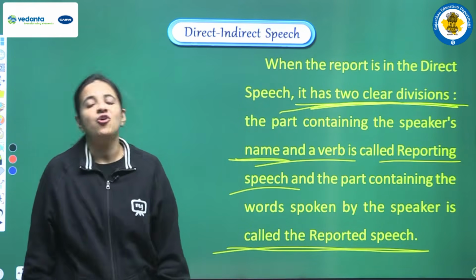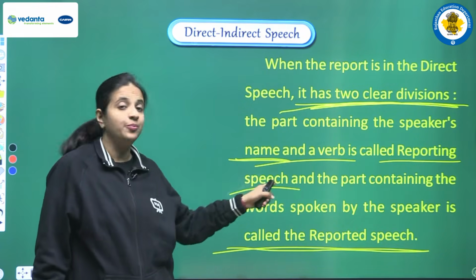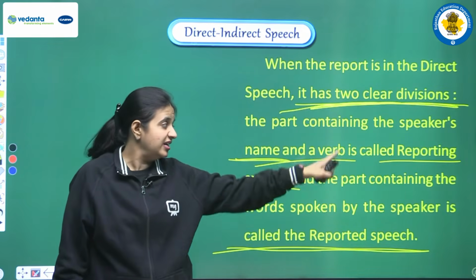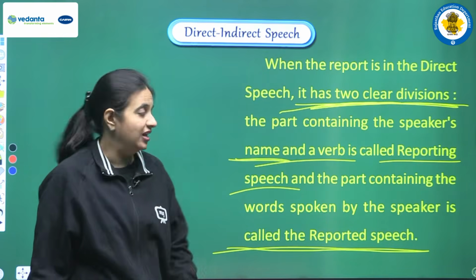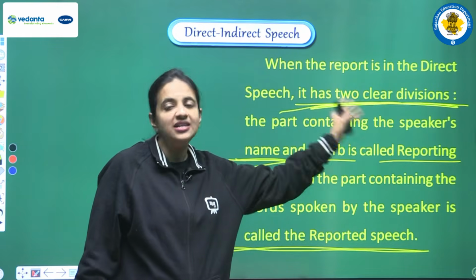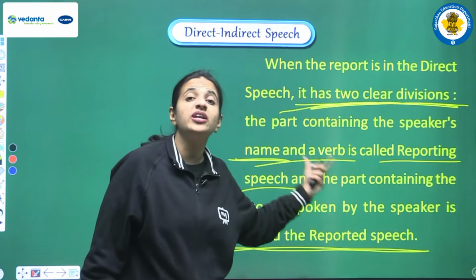So basically what are the two parts that we have? The first part is known as reporting speech and the second part is known as reported speech. And yes, reporting speech is also known as reporting verb as well. So now let's read one more time. This is clear, we have two parts. First part is known as reporting speech, second part is known as reported speech.